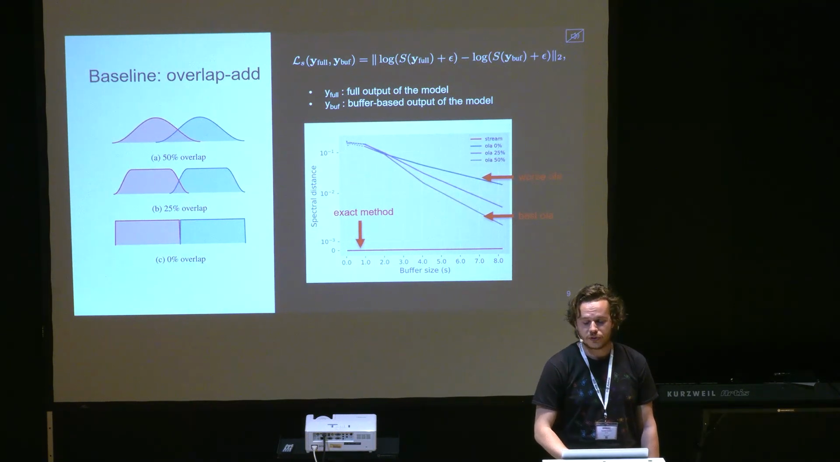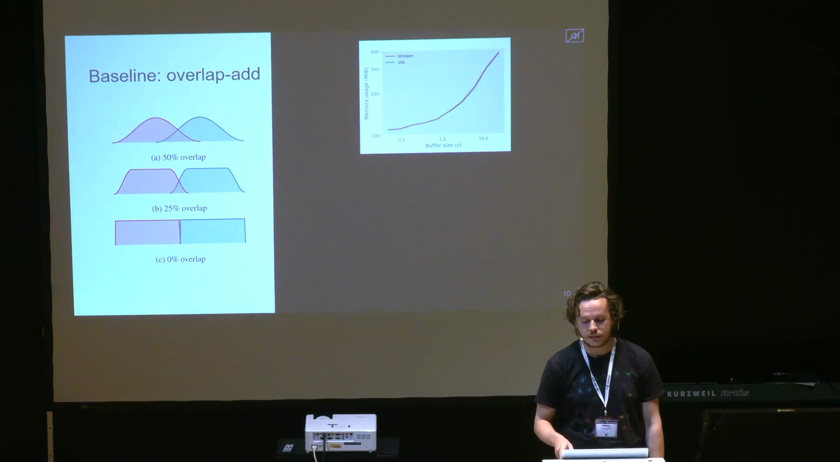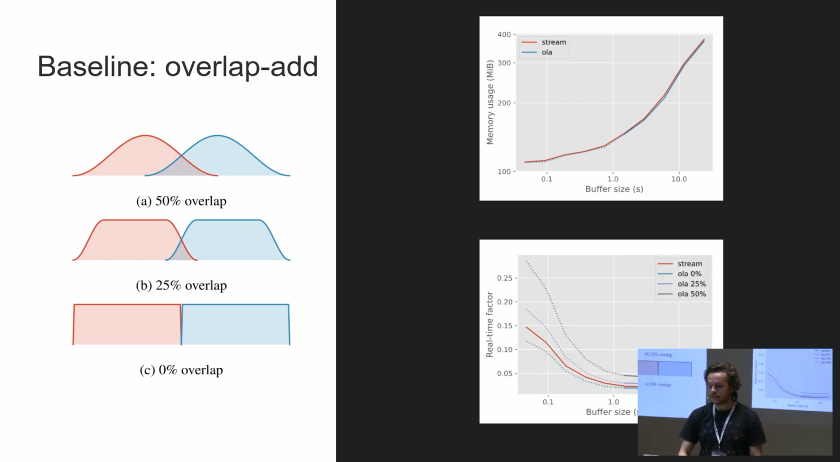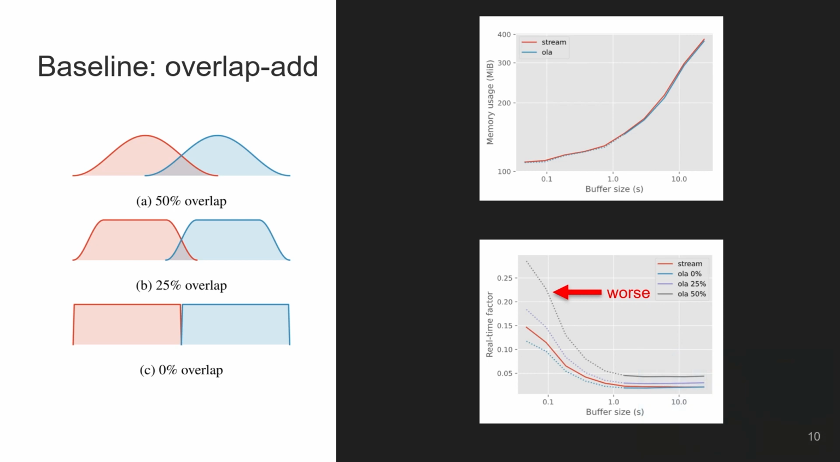From a computational perspective, the memory usage is quite the same for both methods. Regarding the real-time factor, we can see that the worst one is the 50% overlap, which is again to be expected since it's working on 50% more samples. The best one is the 0% overlap, and our method lies in between the 0% and 25% overlap since it adds some overhead when processing due to the need to cache some tensors.